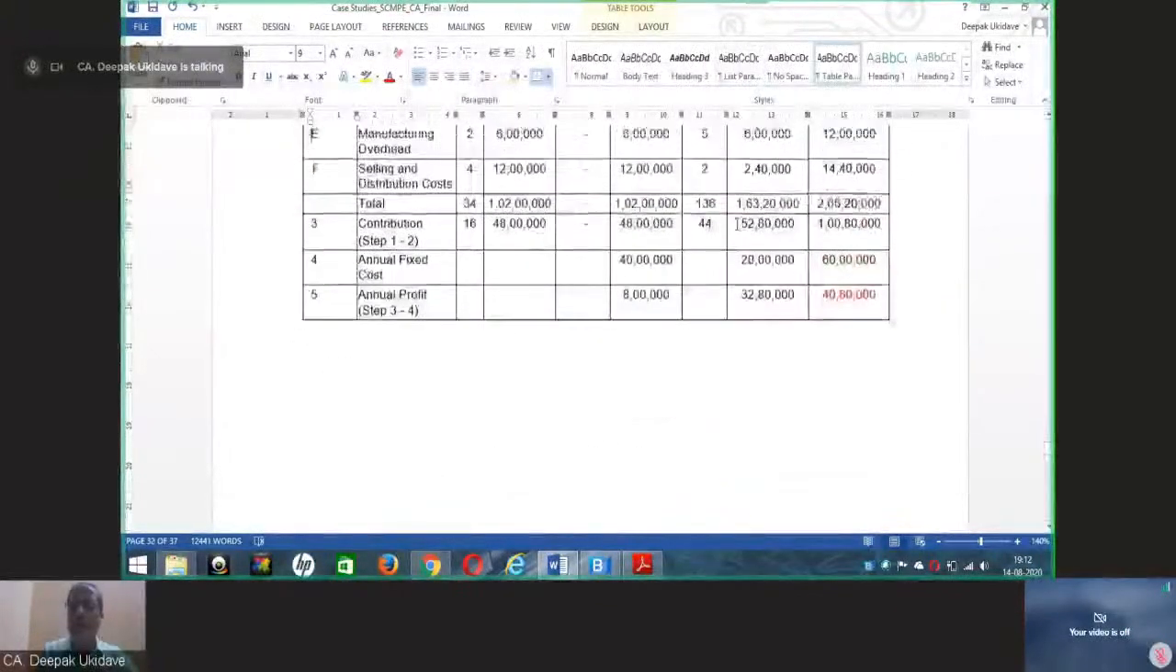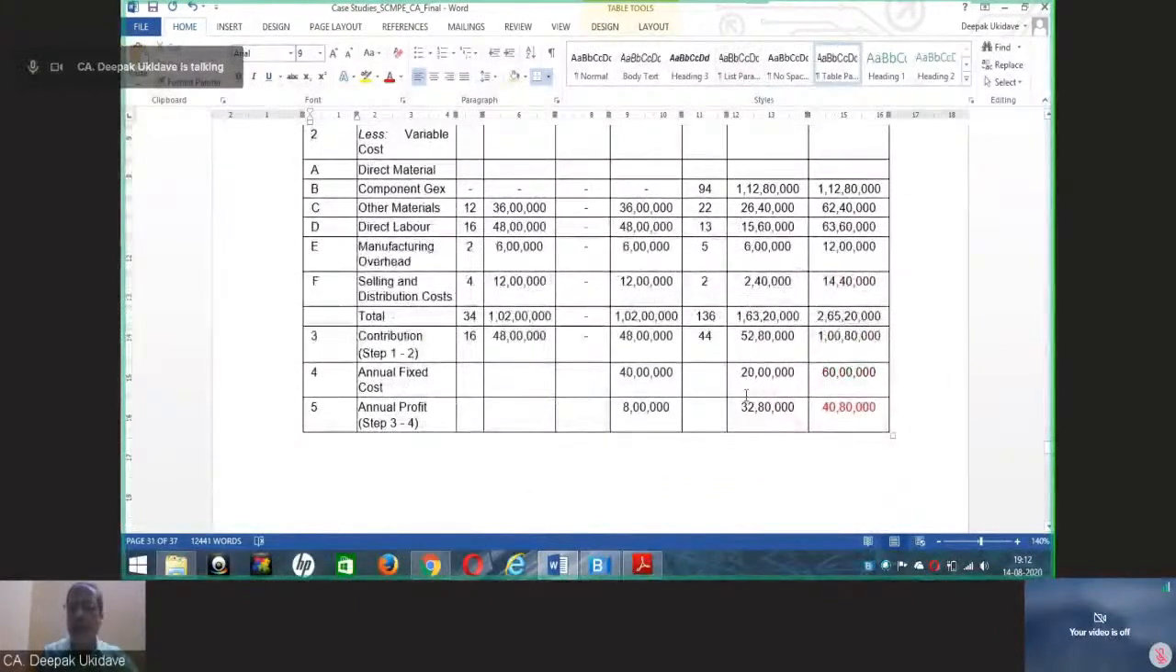I'll take you to the table again. See here, 32,80,000. I'm highlighting the second figure now of Division Y, overall profit 32,80,000. See, this table, you now understand, is required for at least the division-wise breakup of profitability to enable you to give your comments. I repeat, division-wise analysis of profit is required to enable you to give your comments. So for giving comments, at least these figures are required to be worked out.